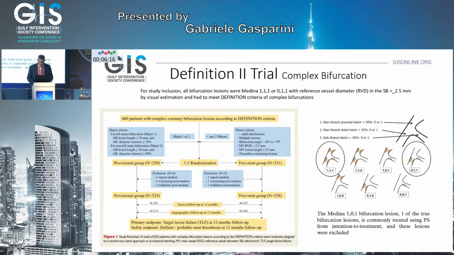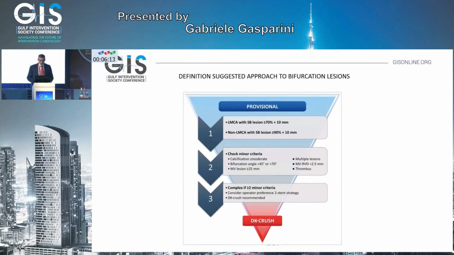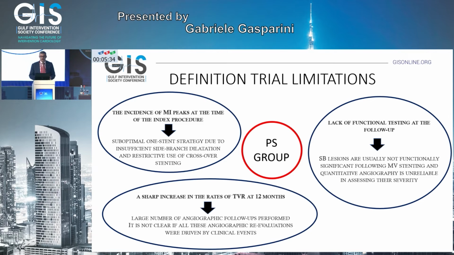Thanks to the definition criteria, now we have some criteria to identify a real complex bifurcation. According to them, this is the suggested approach to the bifurcation lesion. Start with provisional, then evaluate whether we are dealing with a left main or non-left main bifurcation. Consider the degree of stenosis of the side branch and the length of the lesion, then check for minor criteria. If you meet two of the minor criteria, you are dealing with a complex bifurcation where a two-stent strategy could be better.